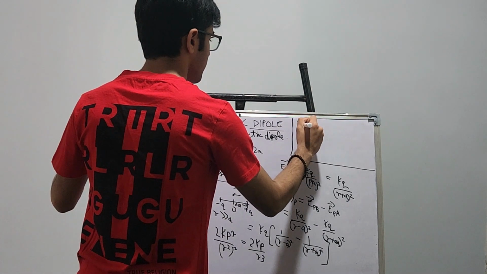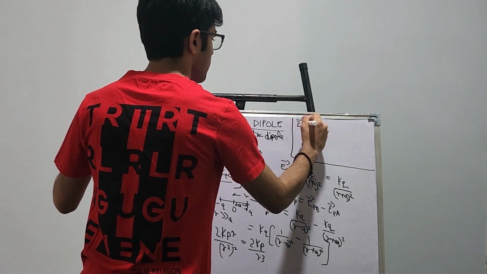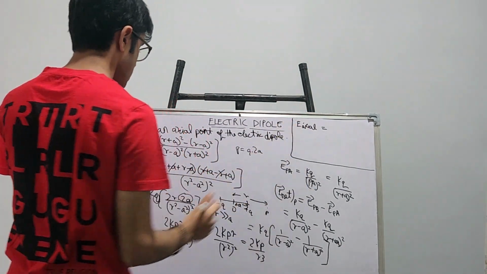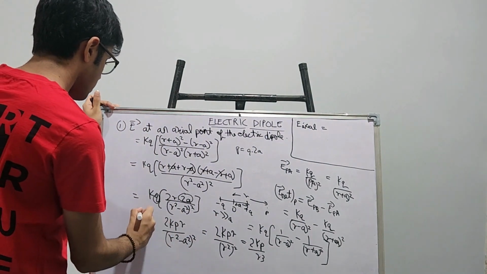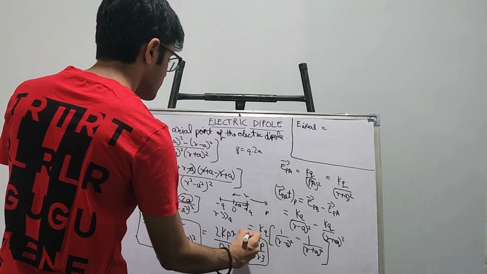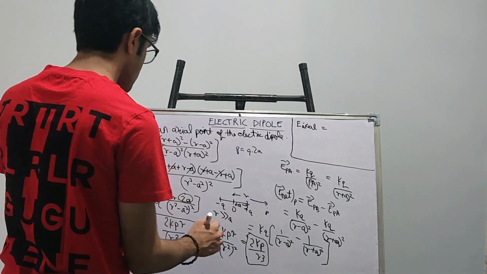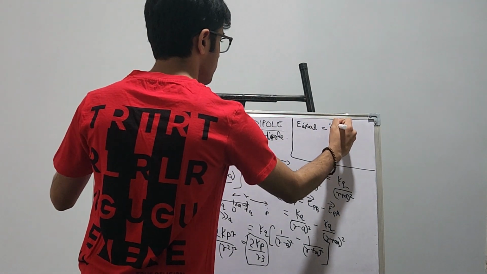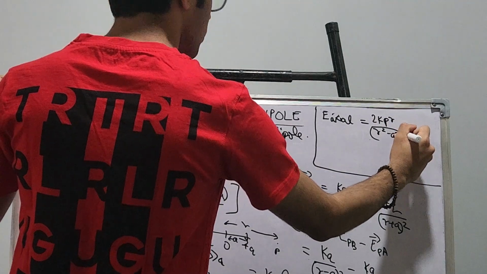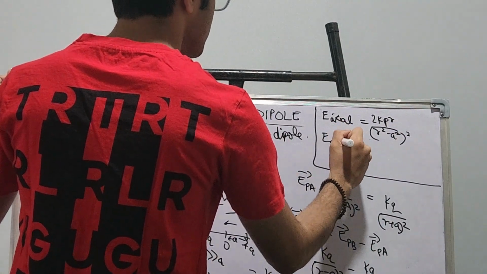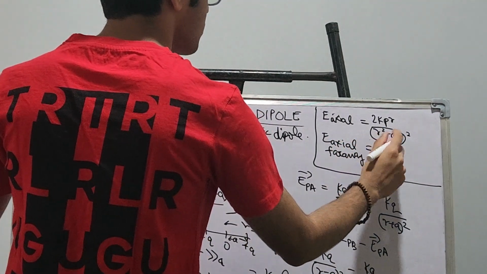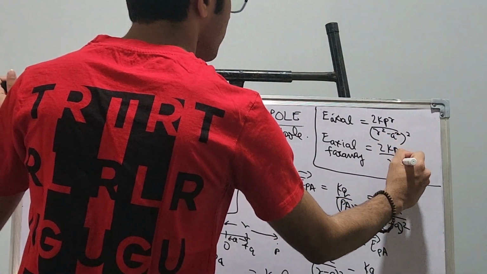So for the electric field at the axial position, the general formula is this one. This is the general formula, and this is the special case if r is much greater than a, that means point P is at a very far away distance from point O. So the general formula is E axial equals 2kpr upon (r squared minus a squared) whole squared, and for the far away position we would just leave a, so we get 2kp upon r cubed.